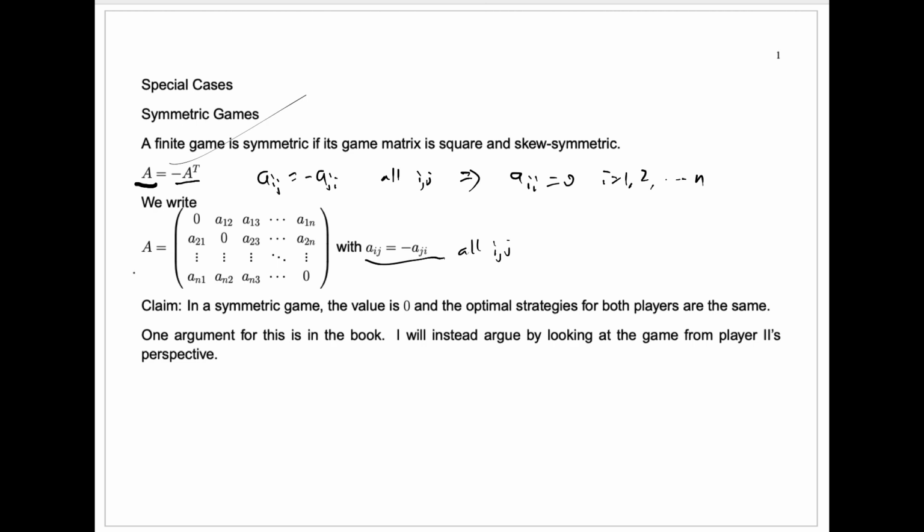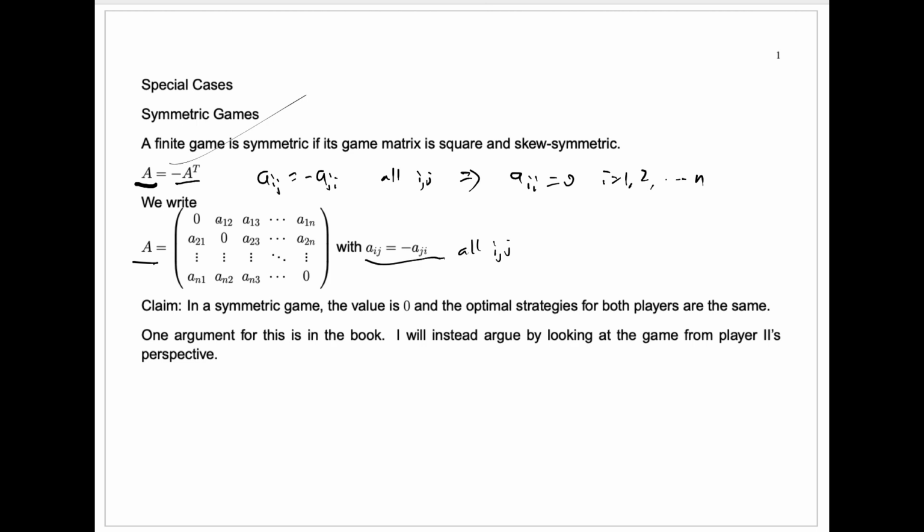What do I mean by that? Well, this matrix A for a game is always what I'll call from player 1's perspective. All the entries in the matrix represent the payout from player 2 to player 1. Imagine we just switch the players. If you were player 2 before, you become player 1. If you were player 1 before, you become player 2. We've already seen what that does to the matrix for the game. It changes the matrix into minus the transpose. But of course, for a symmetric game, the matrix will stay the same.